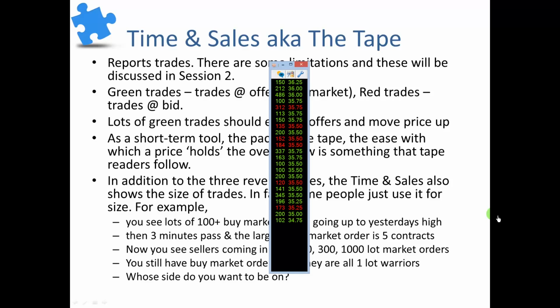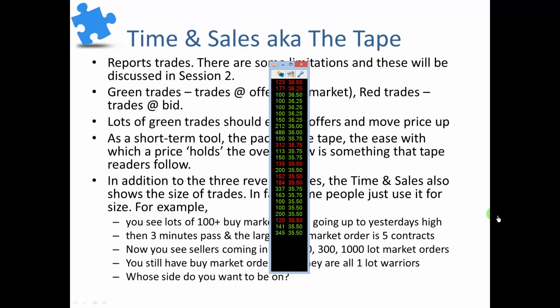And what you're going to look for is, as you move up, you're going to occasionally see groups of large green prints. In a move up, like we're doing now, you're not going to see big prints at every price. You're going to see like 100, 100, 100. And then we've ticked up, 36.50. And then you'll see some more big ones come in and we'll move up. And then some more big ones come in and we'll move up.